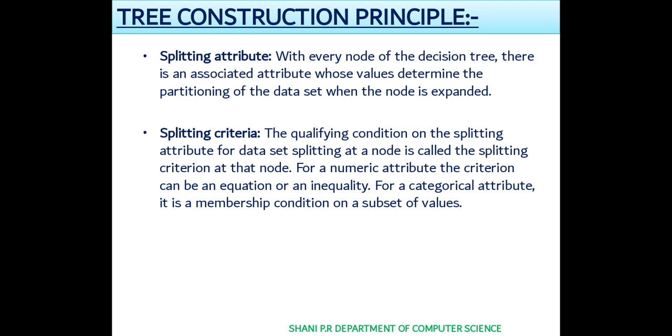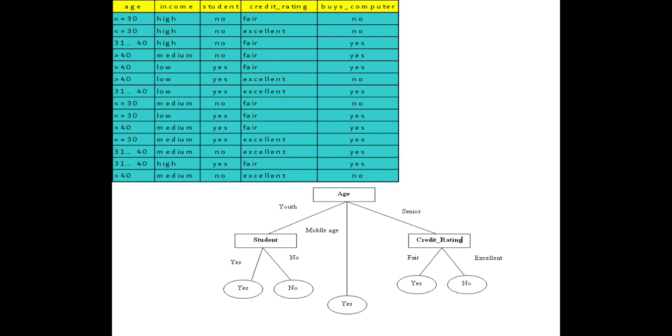Next, splitting criteria. The qualifying condition on the splitting attribute for the data set splitting at a node is called the splitting criterion at that node. For a numerical attribute, the criterion can be an equation or an inequality. For a categorical attribute, it is a membership condition on a subset of values. So splitting criteria means here we can split the values also.